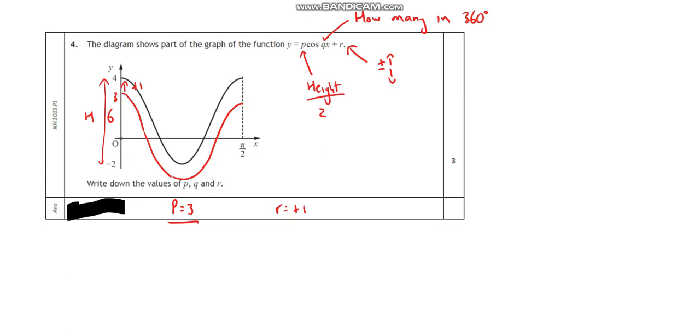And then how many are there? How many waves inside of 360? Well, 360 is 2 pi radians. 180 is pi radians. And that then is 90 degrees. So I've got one wave in 90 degrees, which means I'm going to have 4 waves in 360. And that actually is almost everything you need to know about the waves.